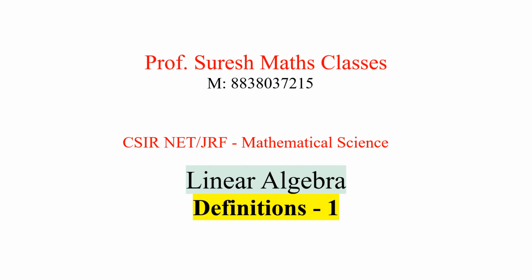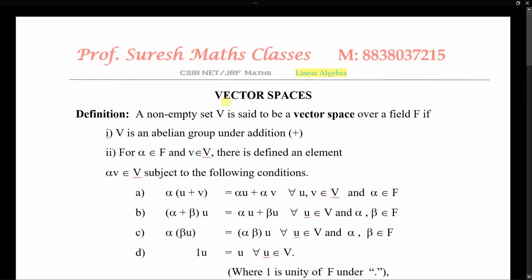Linear Algebra. Definitions. Vector space definition. A non-empty set V is said to be a vector space over a field F if V is an abelian group under the operation addition, vector addition, and another operation scalar multiplication.